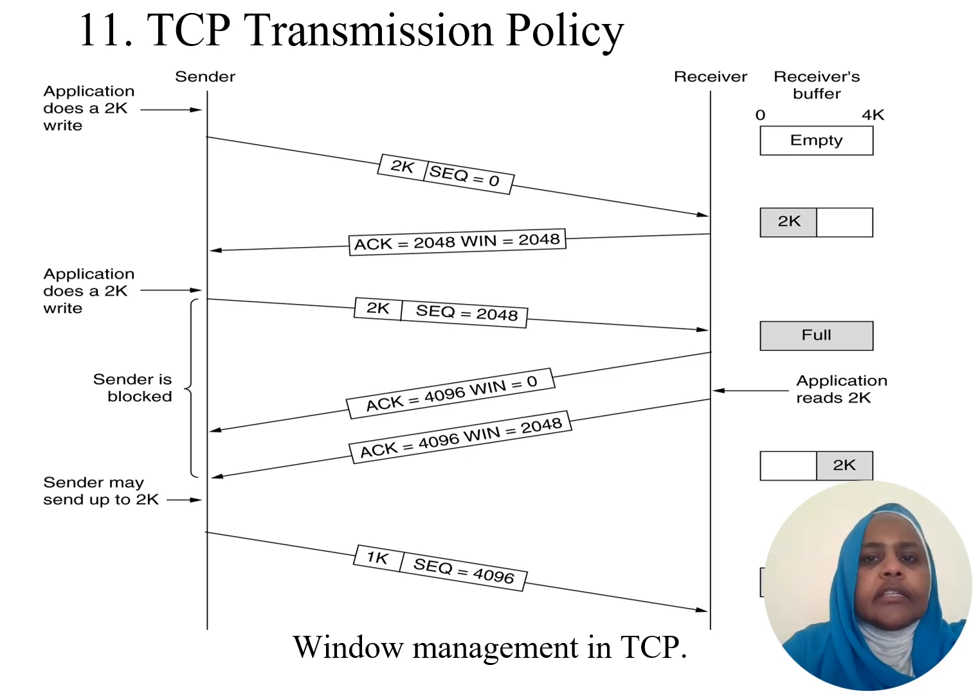The transmission policy for TCP is implemented through the sliding window protocol. Here we have a 4K buffer at the receiver side. The application sends 2K with sequence 0. It's in the buffer, and the acknowledgement is sent back for 2048, with the current window size being 2048.